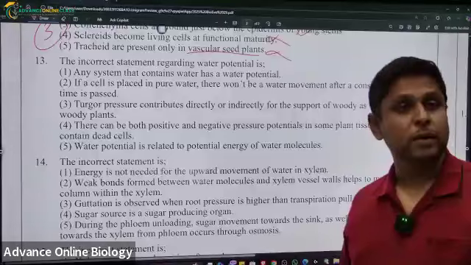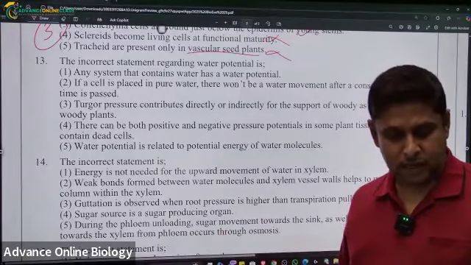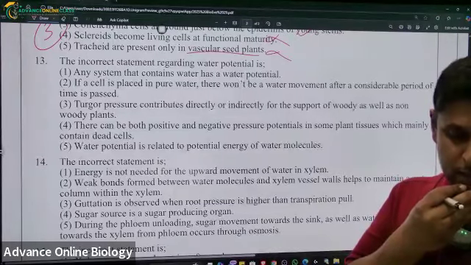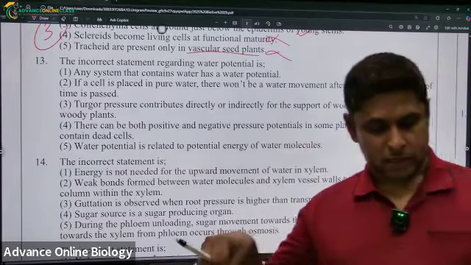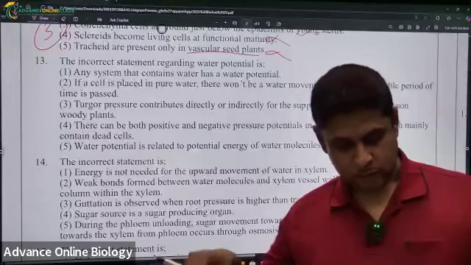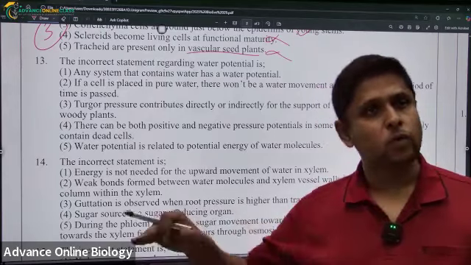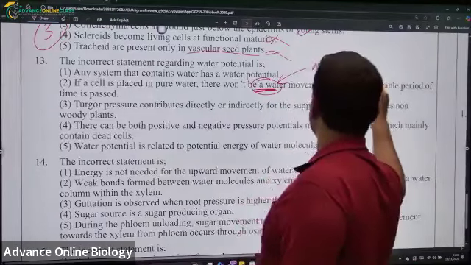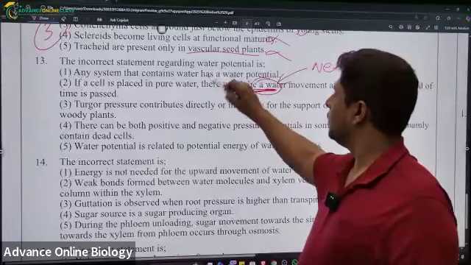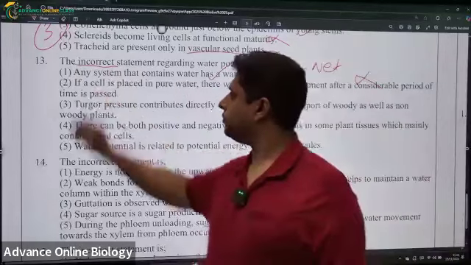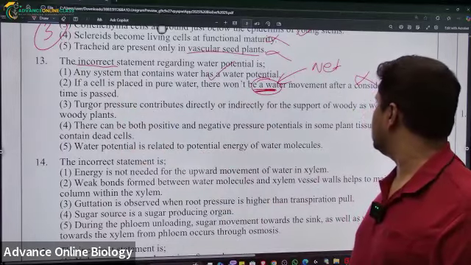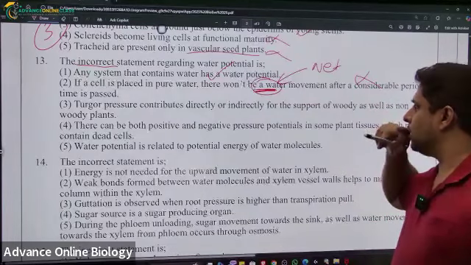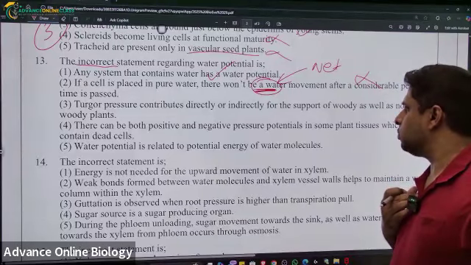Any system that contains water has water potential. Correct. And then, if the cell is placed in pure water, there won't be water movement after a considerable period of time has passed. Wrong. There won't be a net water movement. It has to be net. Water moves, but there is no net water movement. They're asking for the incorrect one. Turgor pressure contributes directly or indirectly to the support of woody as well as non-woody plants.